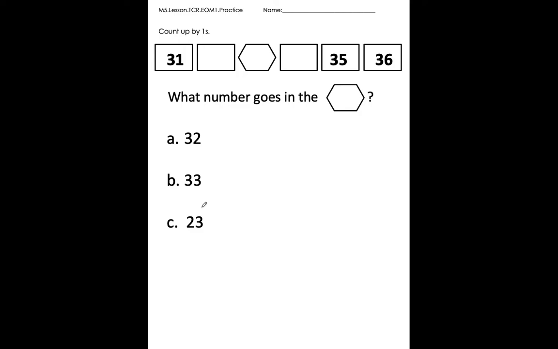All right, I'm hoping that you counted all the way from 31 and ended at 36. Let's do it together. So after 31 comes 32, and then 33, 34, and then 35 is given to us, and so is 36. All right? So now the question is asking, what number goes in this shape.